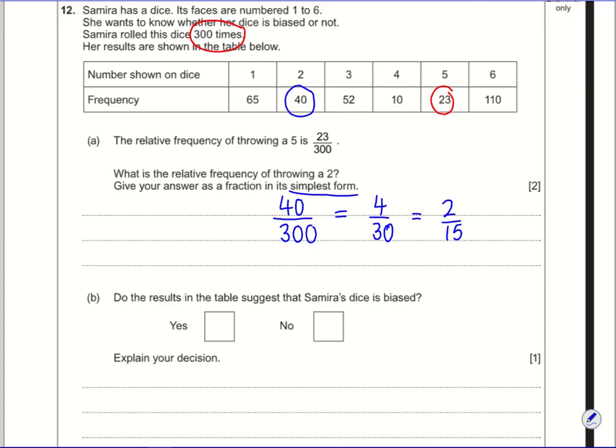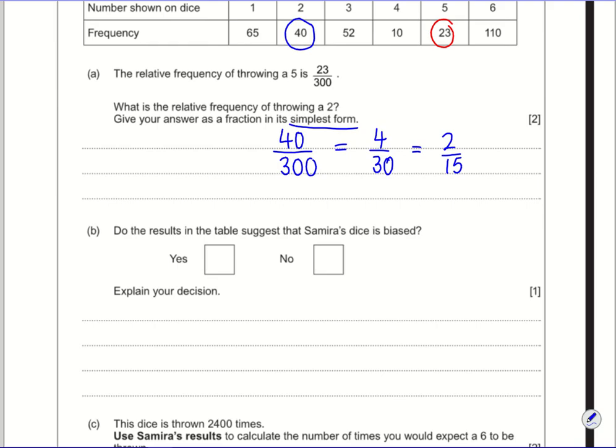Now, part B, do the results in the table suggest that Samira's dice is biased? Now, you can't really come to any conclusion other than yes here. Definitely biased. The non-mathematical version would be that she's got lots more 6s than 4s, for instance. That's too much of a change.